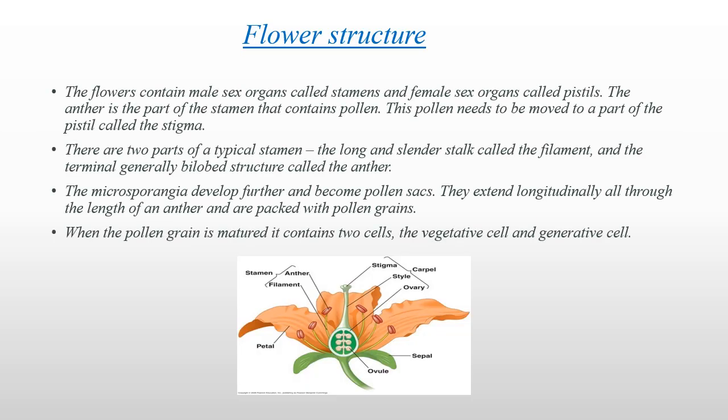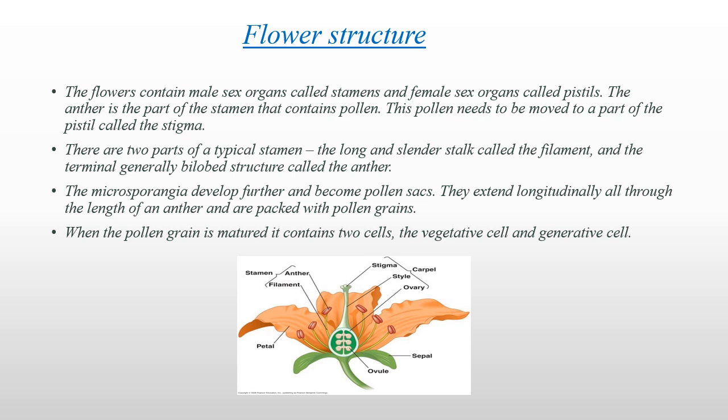Flower structure. The flowers contain male sex organs called stamens and female sex organs called pistils. The anther is the part of the stamen that contains pollen. This pollen needs to be moved to a part of the pistil called the stigma.